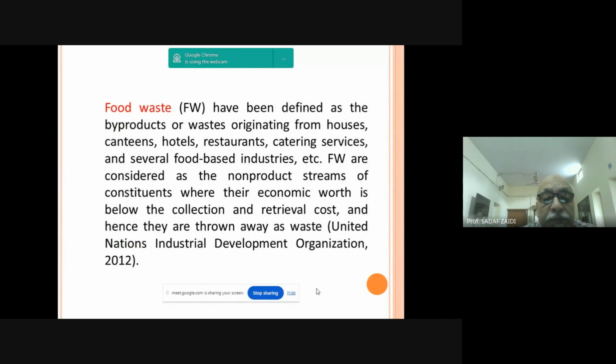And then there is the United Nations Industrial Development Organization, which specifically defines food waste as the byproducts or waste originating from houses, canteens, hotels, restaurants, catering services, and several food-based industries. Food waste is considered as the non-product streams of constituents whose economic worth is below the collection and retrieval cost, and hence they are thrown away as waste. That is the United Nations Industrial Development Organization definition.